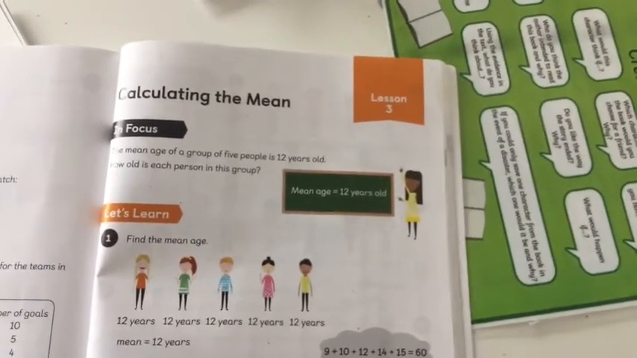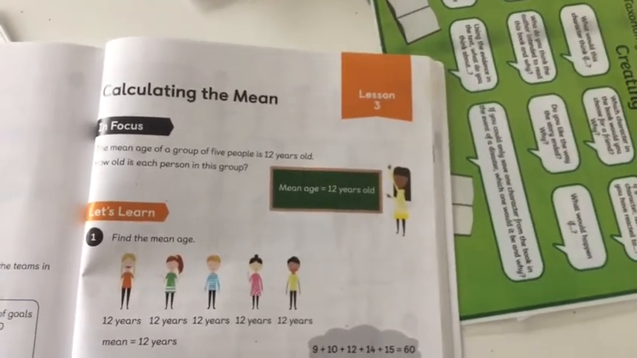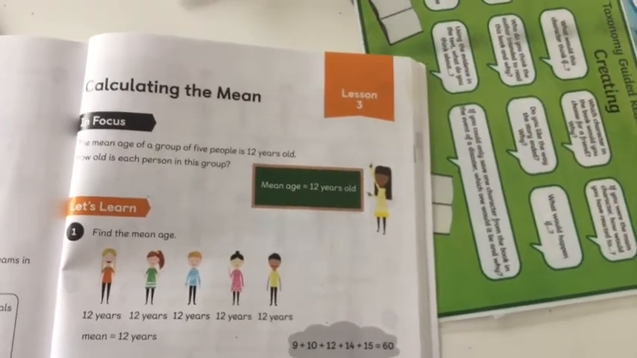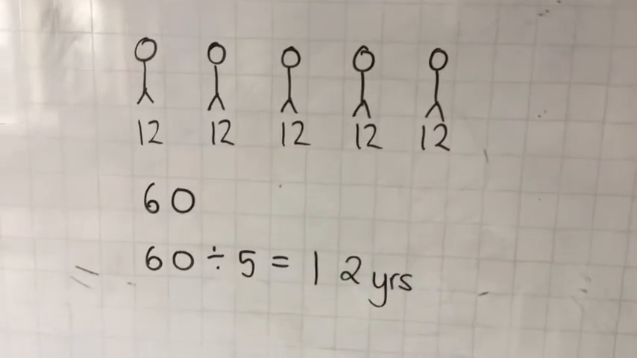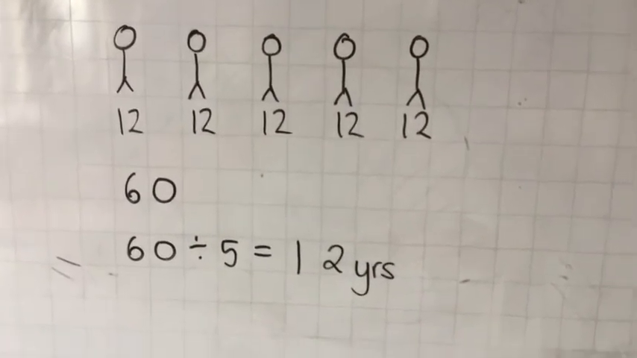How are we going to find it out? We've been able to find the mean, now we're given the mean and told to work backwards. So, we've got 5 people, I've drawn 5 people on the board, okay? And say, this is one possibility, they could all be 12.